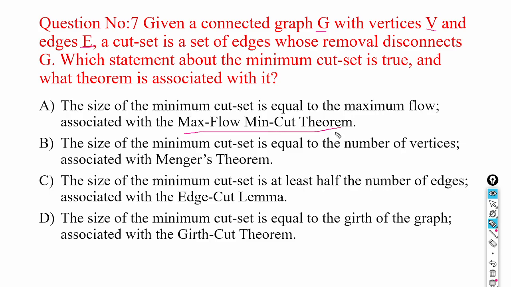Max flow or min cut theorem. The size of the minimum cut set is equal to the number of vertices. It is associated with Menger's theorem. The size of the minimum cut set is at least half the number of edges. It is associated with the edge cut lemma. The size of the minimum cut set is equal to the girth of the graph. It is associated with the gut cut theorem.